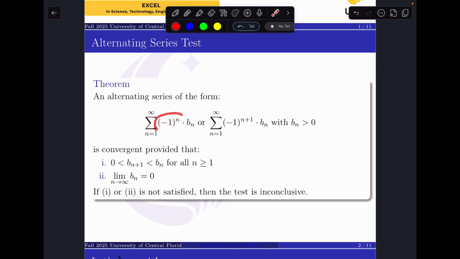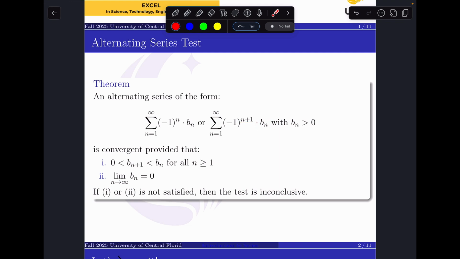Now, the (-1)^n is going to be controlling the sign of the terms, and so if we can write it in this structure, we know we have an alternating series. Since n starts at 1 and we have (-1)^n, this series is going to be starting with a negative term. If we wanted the alternating series starting with a positive term, we would just have the sum from n = 1 to infinity of (-1)^(n+1) this time, but then again times these b sub n's.